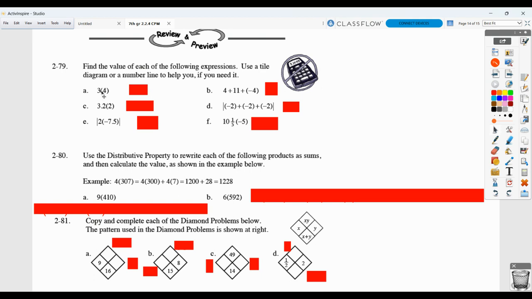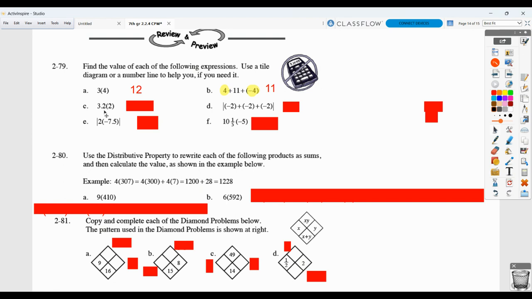So this would just be 3 times 4. Remember, a number in front of parentheses without a math operation sign in between means multiply. So 3 times 4, of course, is 12. Here you could do this on a number line, or you could put 11 positive tiles, 4 negative tiles. We can see that the 4 positive and 4 negative would create 0 pairs, so our answer would be 11. But again, you could show that on a number line as well.